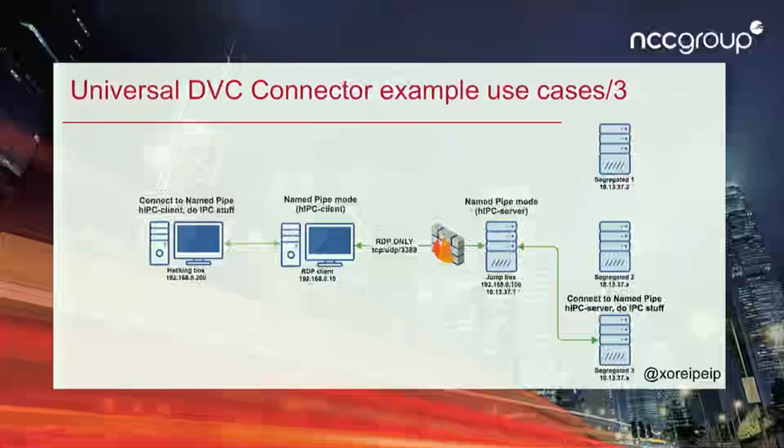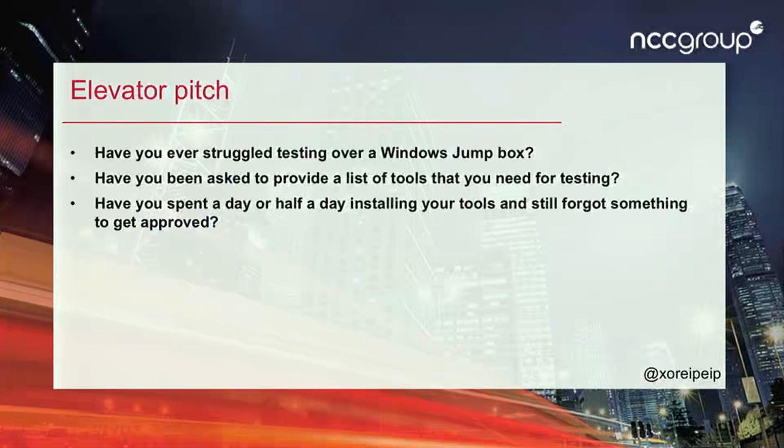And there is a third use case where you can use named pipes. That's more for fun. So please raise your hand if you have ever encountered these problems. For example, have you ever struggled testing over a jump box?